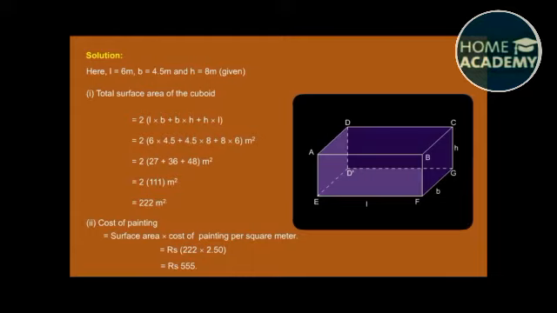Cost of painting is equal to surface area into cost of painting per square meter is equal to rupees 222 into 2.50 is equal to rupees 555.